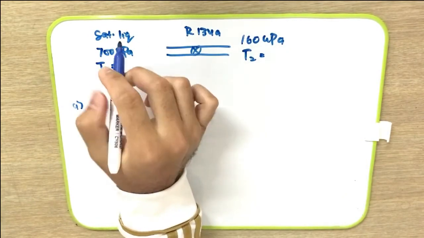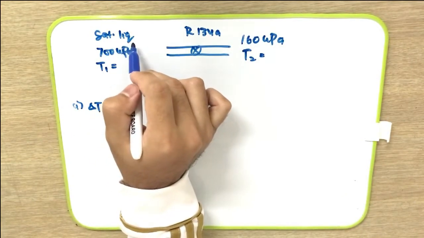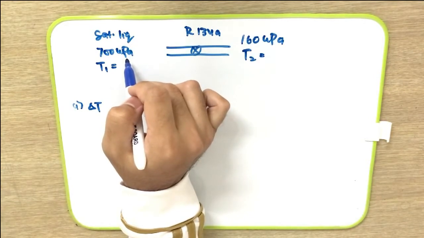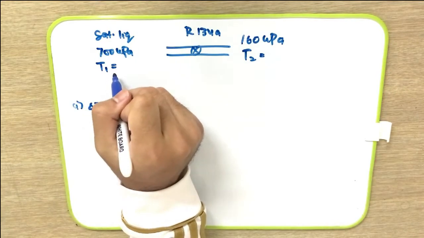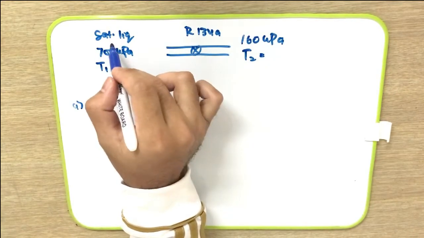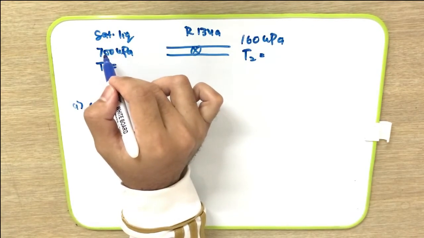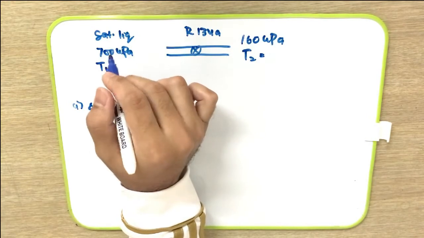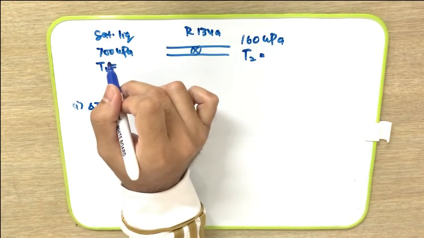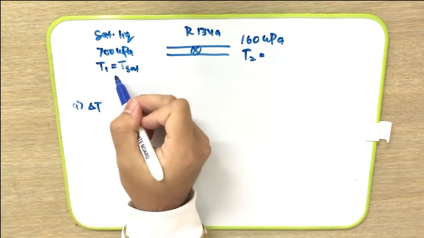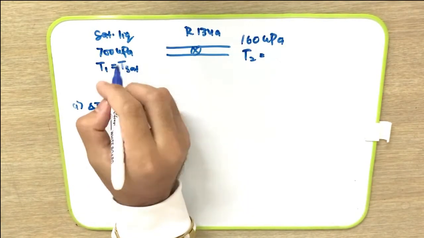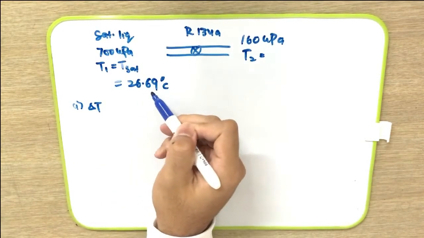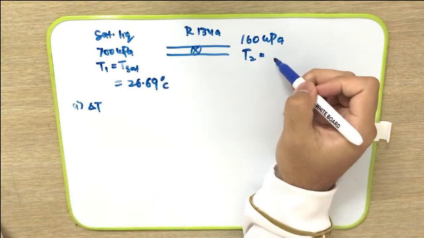First, at state 1, we know already the phase is saturated liquid and pressure is 700 kilopascal, so it is easy for us to identify the temperature for this state. It is saturated liquid, so we just go directly to the saturated table, which is table A12. Then we will get T at state 1 is equal to T saturated at 700 kilopascal, and we will get 26.69 degrees C.